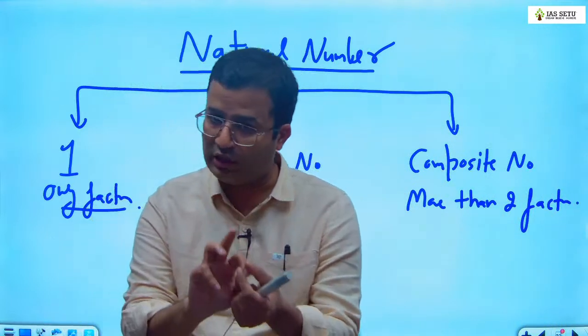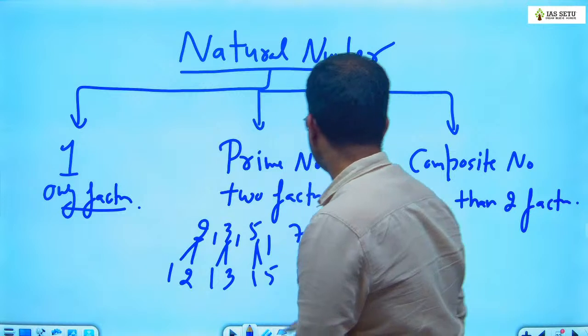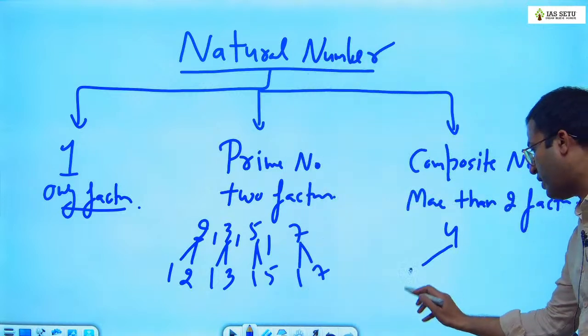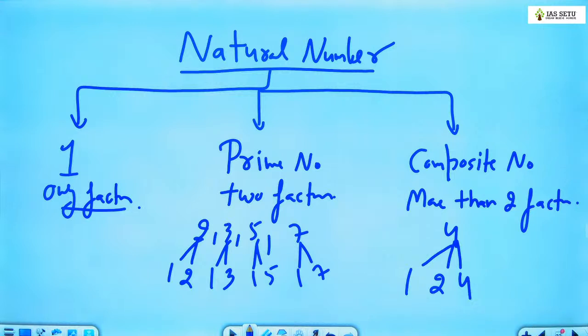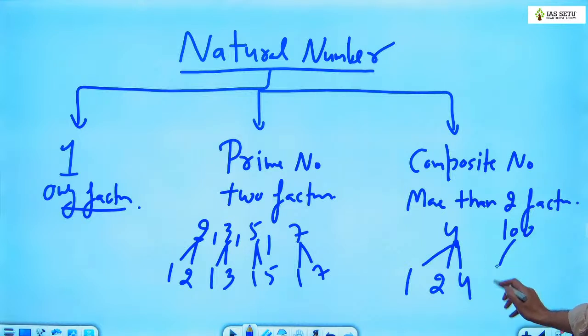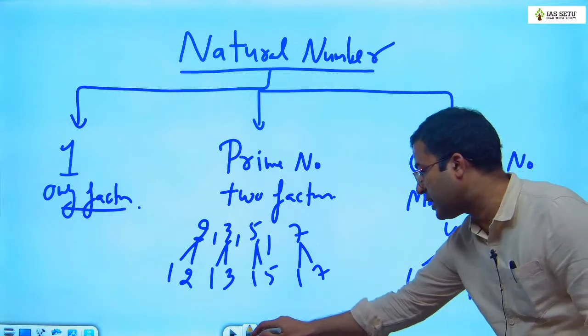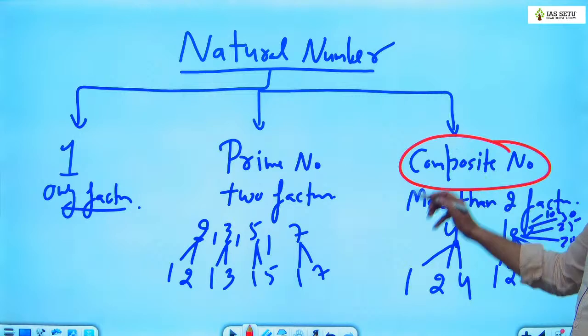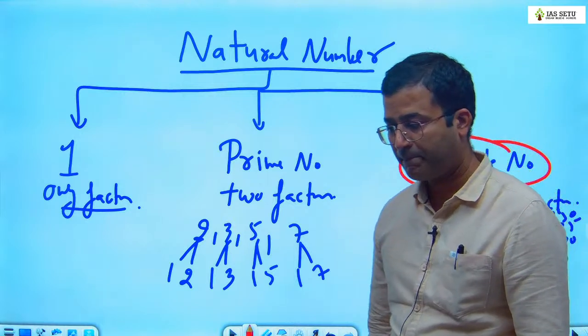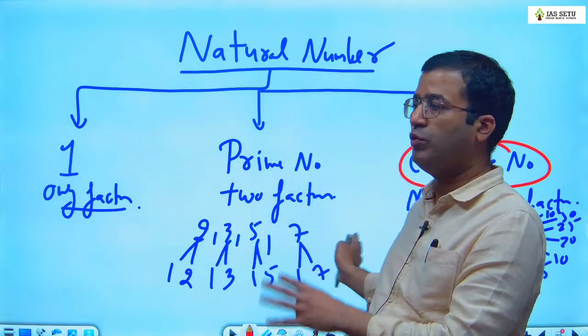We categorize natural numbers in 3 categories: one which has only one factor, prime numbers which have exactly two factors, and composite numbers which have more than two factors, like 4. 4 is divisible by 1, 2 and 4, but it is not necessary it should have 3 factors. It can have n number of factors, like 100. 100 is divisible by 1, 4, 5, 10, 20. We start calling this type of natural number composite, based on the number of factors: 1 factor, 2 factors, more than 2 factors.